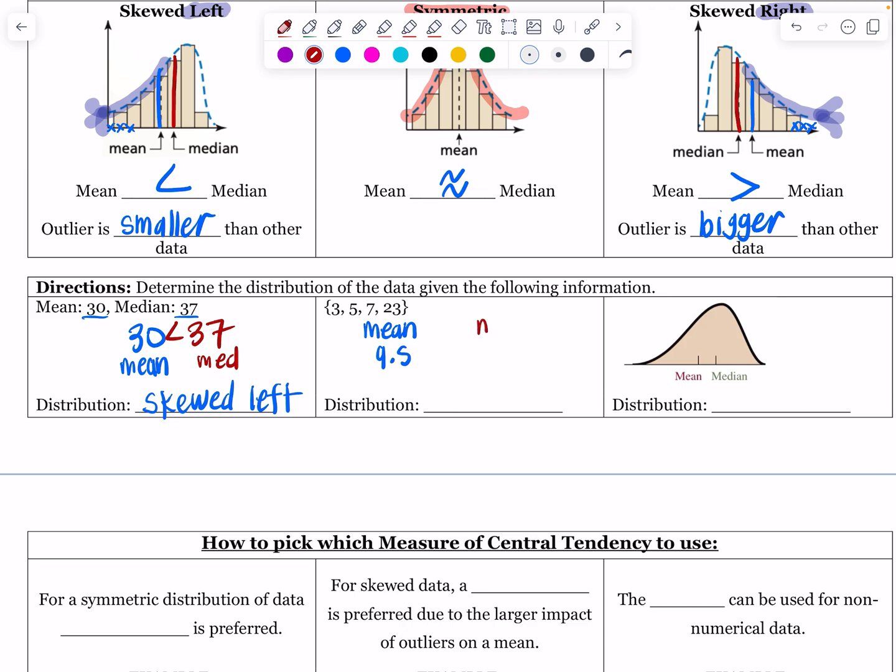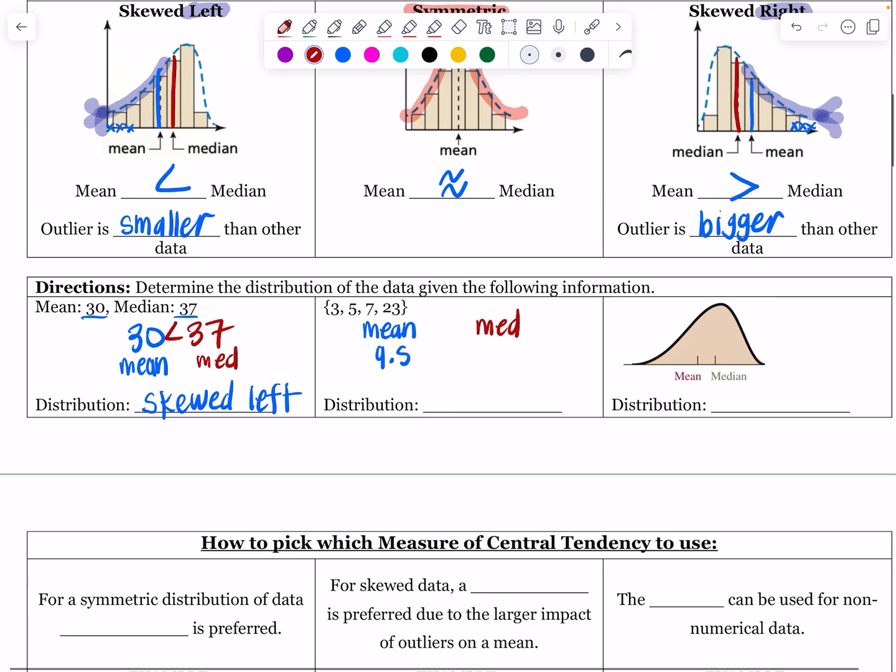Let's find my median. This is already in ascending order, so the median is going to be the middle of these two. The middle of 5 and 7 is going to be 6. So since our mean is greater than our median, that means that our outliers are on the right-hand side, which is pulling the tail to the right. It's kind of like tug of war. The right-hand side is winning. That is going to be skewed right, because our average was brought up by those outliers. Skewed right.